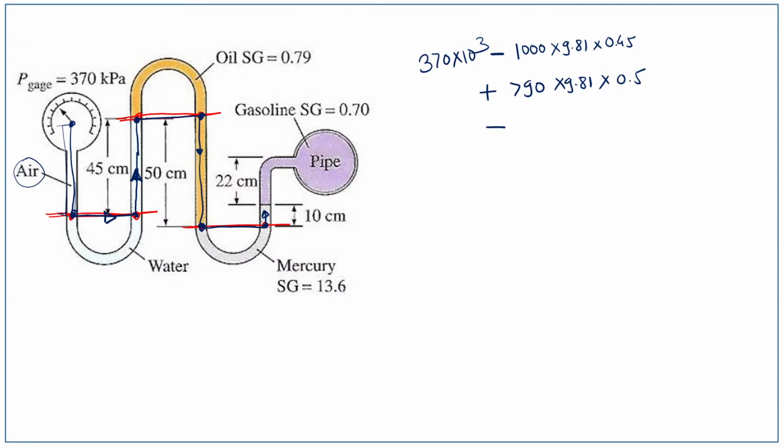So minus, then whatever fluid is there has a density 13,600, since it is mercury, into 9.81 into height 10 centimeter, that is 0.1. That is the pressure up to this point. Again from this point we are moving upward direction, so again negative sign. The density of this purple color fluid is 700, so 700 into 9.81 into height 22 centimeter, that is 0.22. That is the pressure inside this pipe. So by doing this calculation, we can find out the pressure inside this pipe.